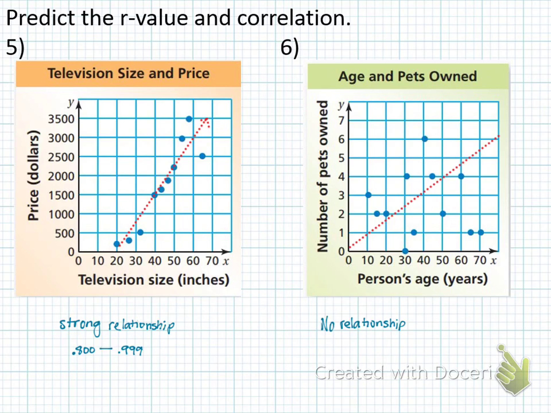So let's have 2's tell the 1's about number 5. If I were to look at a graph and draw a line of best fit, how did I know that this had a strong relationship? And then on number 6, let's have 1's tell 2's how we know this was no relationship, okay? Ready, set, go.